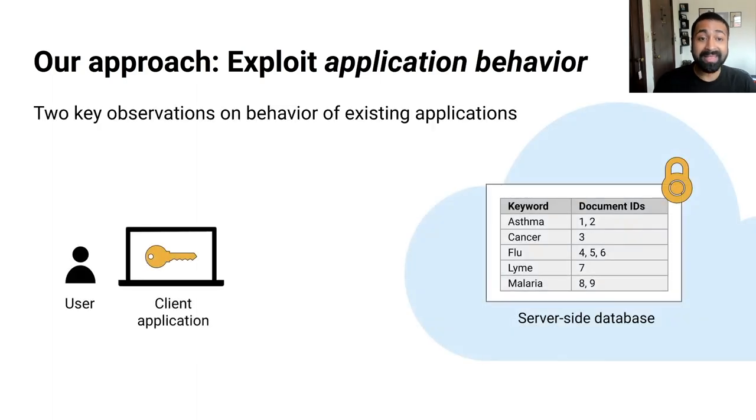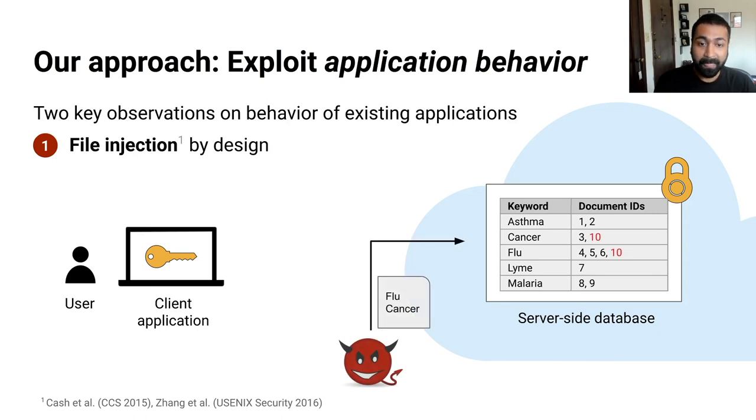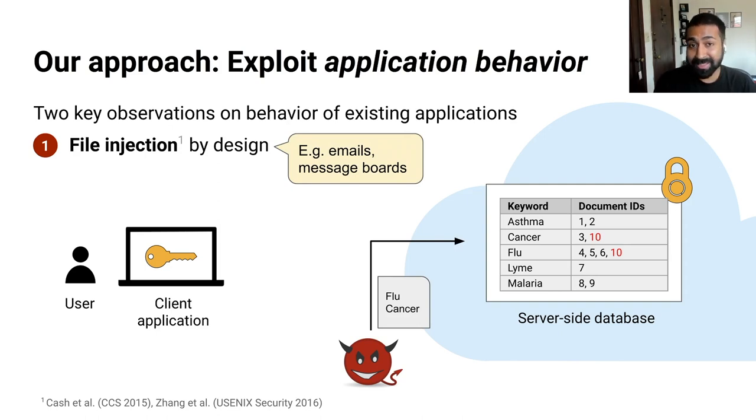In particular, we find that many existing applications exhibit two key properties that help volume-based attacks. First, it is known that many applications support file injection by design. That is, they allow the attacker to insert files into the victim user's database. For example, email services or message forums. Anyone can send an email to the victim user, and the server will add the email file to the user's database. How can file injection be used for volume-based attacks? Well, if the attacker inserts enough specially crafted files, it can potentially induce a unique and known volume count for each possible keyword, and thereby identify a queried keyword in the future based on the volume of the results.